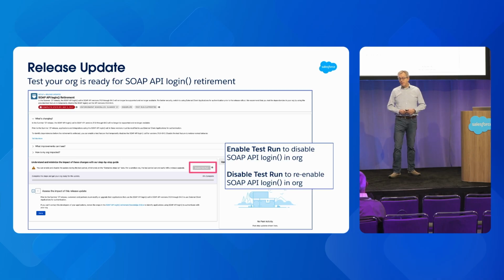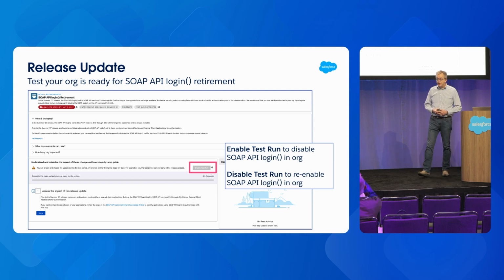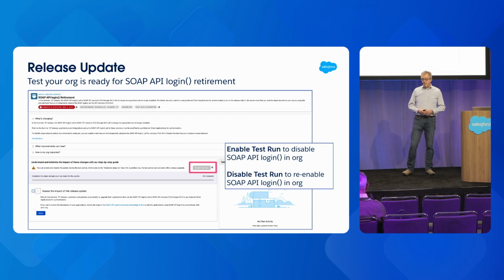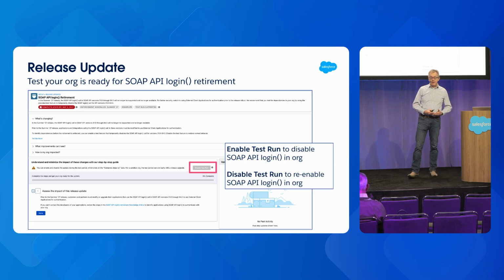Now, also I want to mention the release update. You're probably familiar with the release cards in Setup, giving notifications of the various release updates that are available with each release. There is a release card for SOAP API login retirement. It provides some information. It does provide a link to the knowledge article I am going to talk about. So you can get a link to the knowledge article there. But it also provides you the ability to do a test run to see how your org is going to operate when SOAP API login is retired.